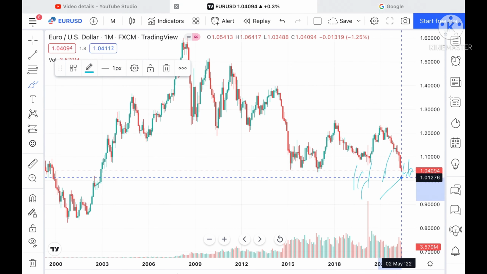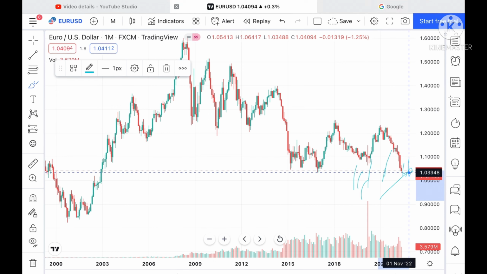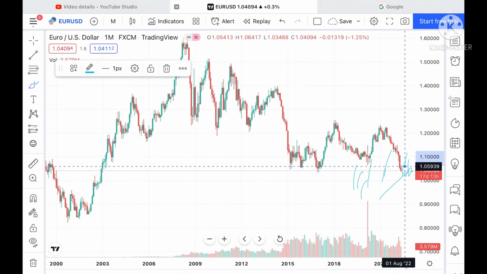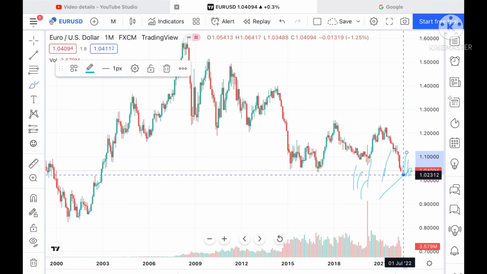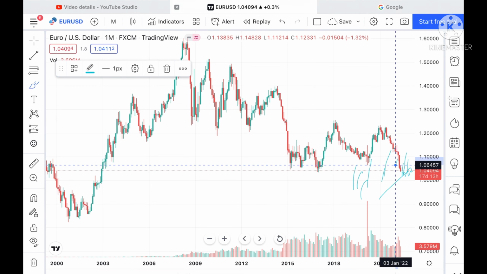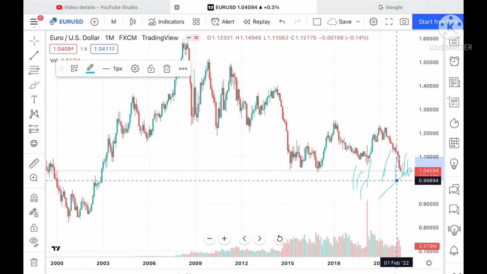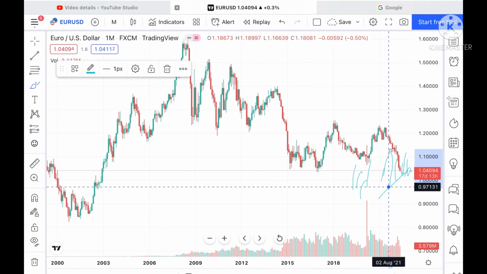Again I repeat, if the price doesn't sustain this level, we can see a level of 1.03348, and from there we can see a level of 1.02312. Suppose the price goes below this level, then we can see it can move further down towards a level of 0.99894, and from there we can see it can move further down towards a level of 0.97131.